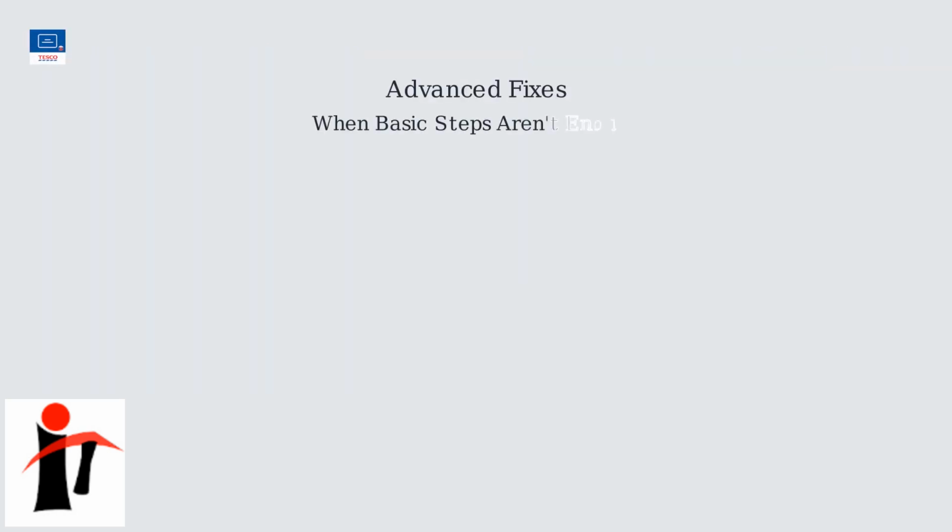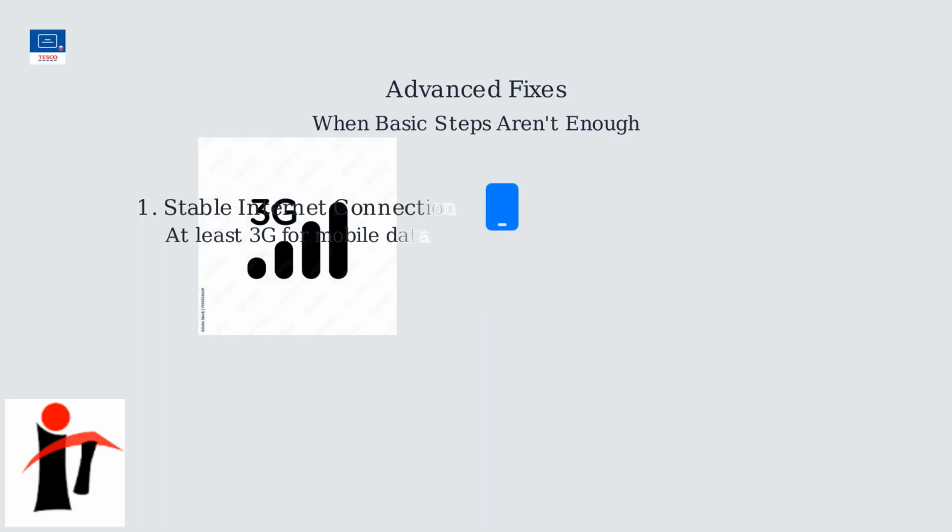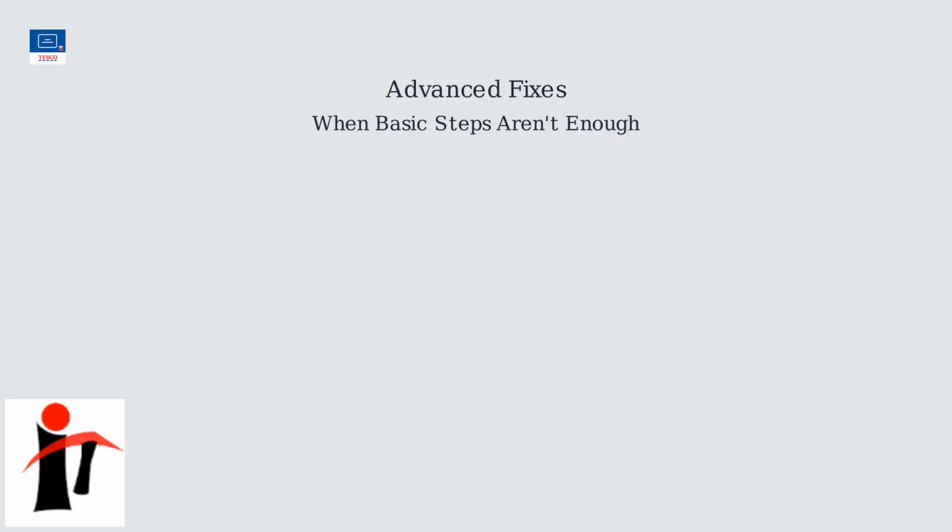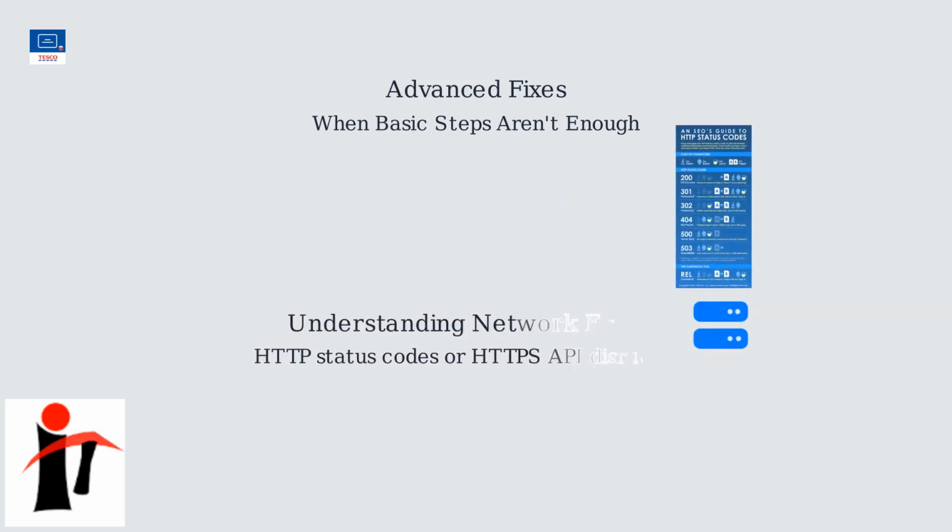If basic troubleshooting doesn't work, consider these advanced steps. First, ensure you have a stable internet connection, at least 3G for mobile data. Next, clear the app's cache to remove potentially corrupted data that might be causing issues. Make sure you're running the latest version of the app to get important bug fixes. Understanding the cause is key.